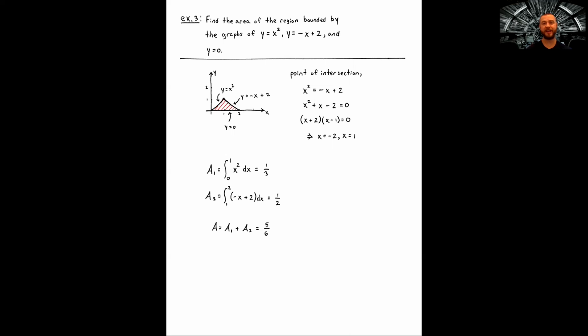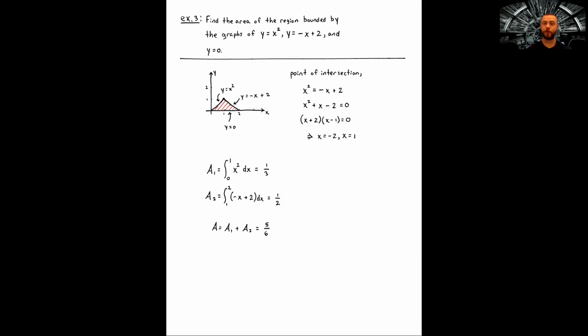No harm in applying our new area formula, upper function minus lower function, since the lower function is 0. You can add or subtract 0 with no problem. So the integral is rather simple. The integral from 0 to 1 of just x squared, and that should evaluate to 1/3.